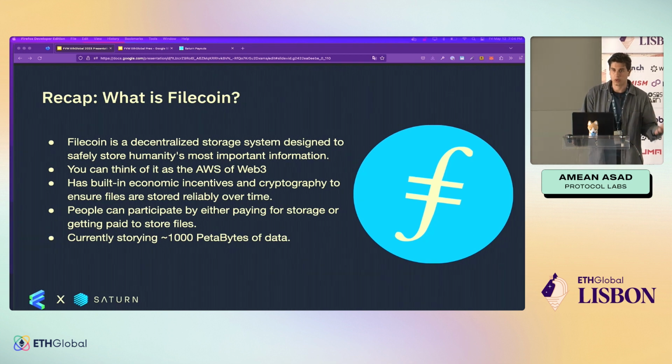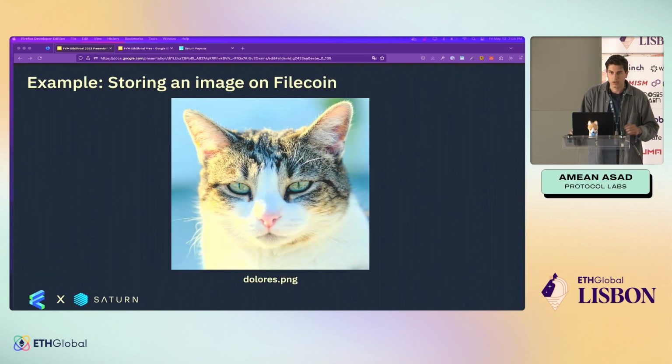Essentially, anyone who wants to store their files or get paid for storing other people's files can join the Filecoin network. So let's illustrate this with an example. Let's say you have a lovely cat named Dolores, and you love Dolores so much, you think that Dolores should remain with the world forever. And you want to upload Dolores' picture to the Filecoin network to store it forever.